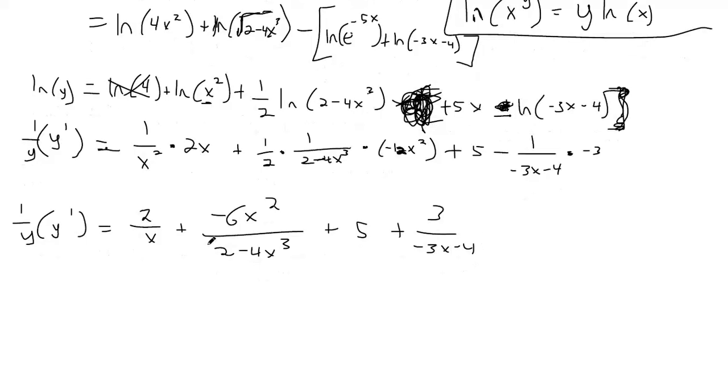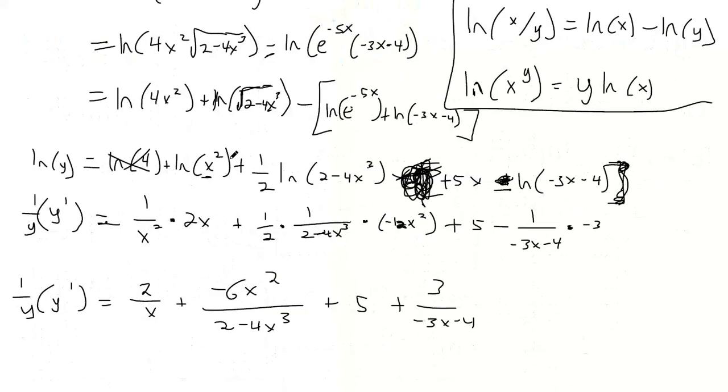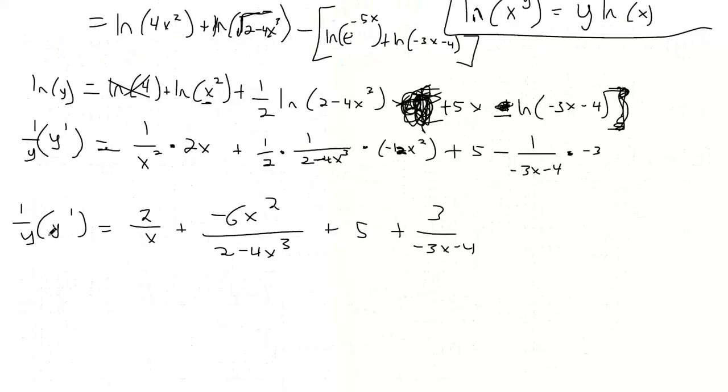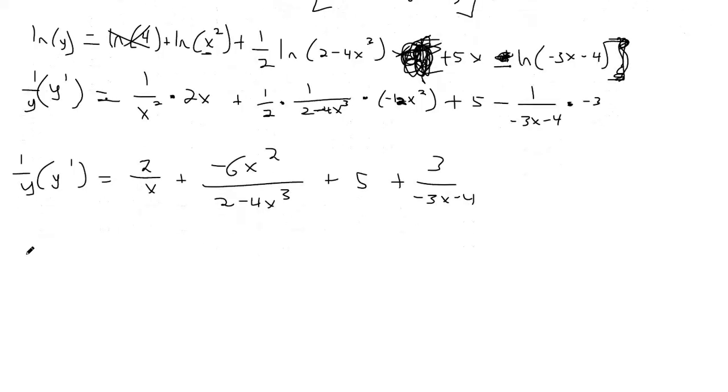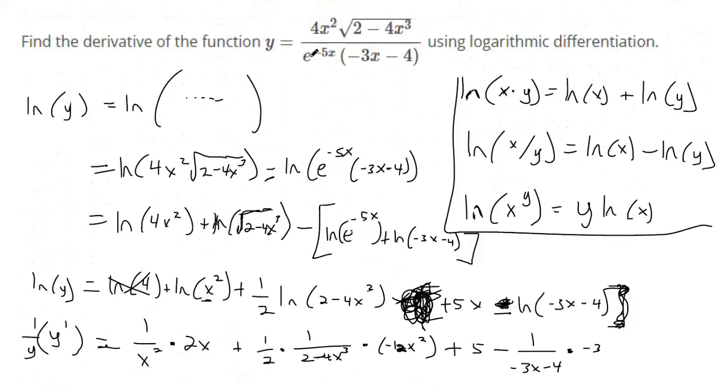Now, we don't have the derivative of y yet, right? We have 1 over y times the derivative of y. So you've got to multiply y to everything to get y prime by itself. And remember what y is. We've got to multiply everything over here by y. y is this stuff up here.